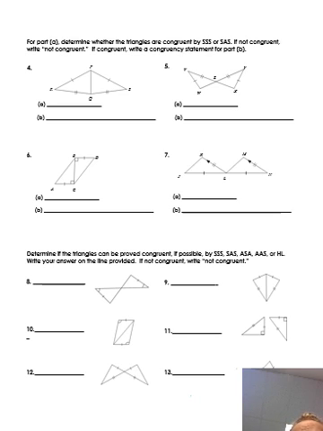For part A, determine whether the triangles are congruent by side, side, side, or side, angle, side. If not congruent, write not congruent. If congruent, write a congruency statement for part B.